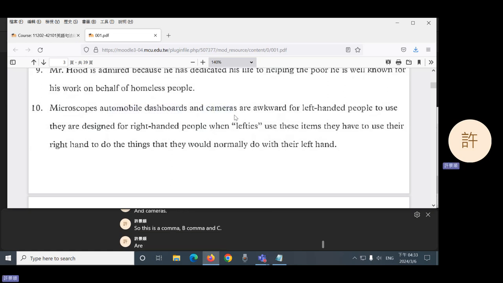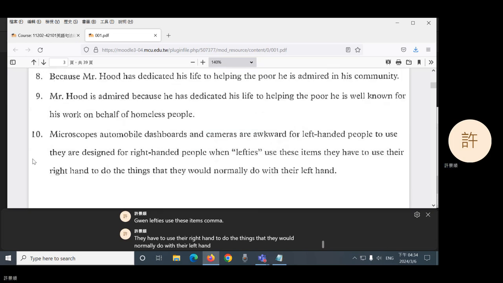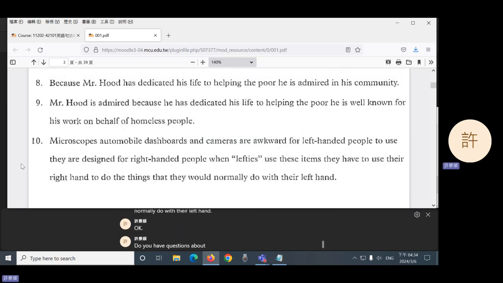are awkward for left-handed people to use, period, capital T. They are designed for right-handed people, period, capital W. When lefties use these items, comma, they have to use their right hand to do the things that they would normally do with their left hand. Okay, do you have questions about these 10?